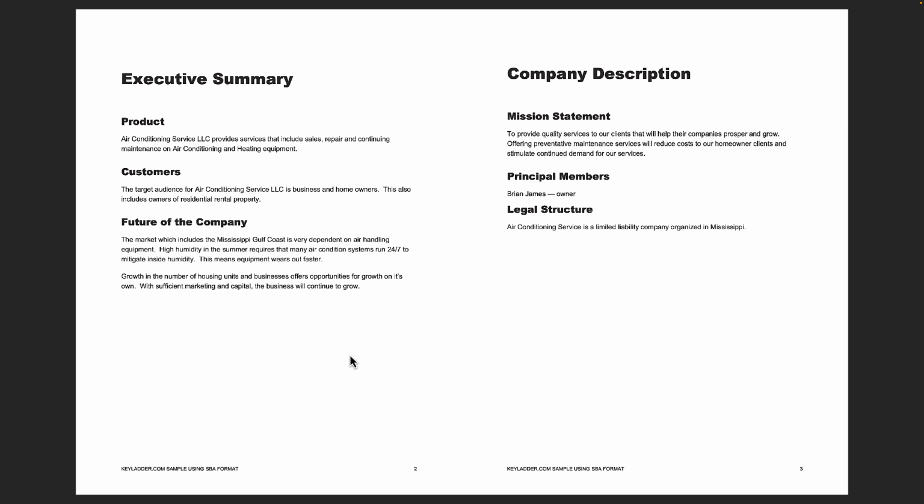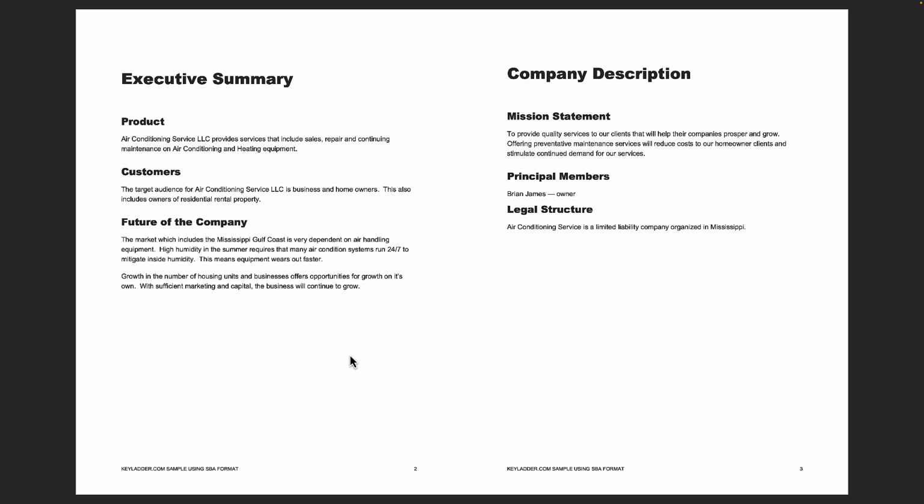Almost all of these start with an executive summary, which means simply, if you want to quickly find out what all of this is about without going through the pages here, the executive summary tells you. For example, it starts with a product. Air Conditioning Service LLC provides services that include sales and repair of air conditioning equipment. It's that simple, really.